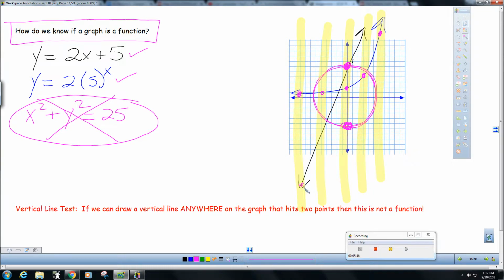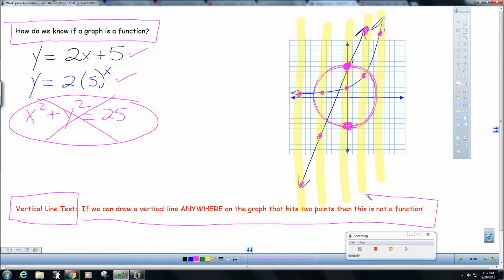Let's look at the black one. Here, here, here, here. The black line is a function. It only touches vertical lines once. So this is a very important part. You should definitely add that to your notes, the vertical line test. If we can draw a vertical line anywhere on the graph and it hits 2 points, then it is not a function. Very important.